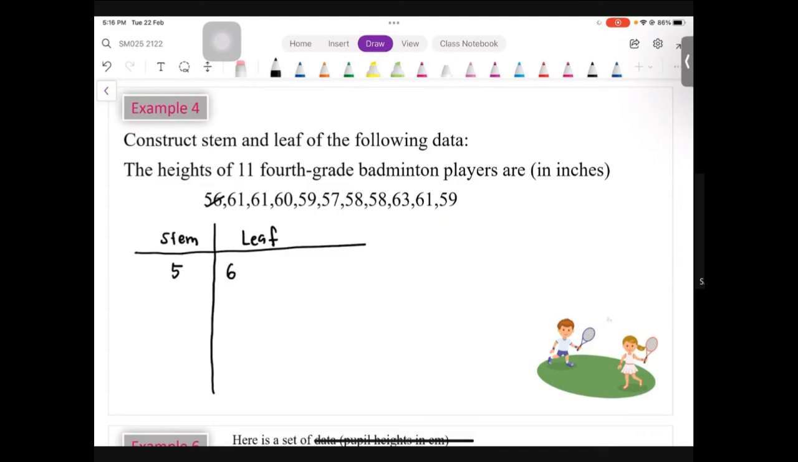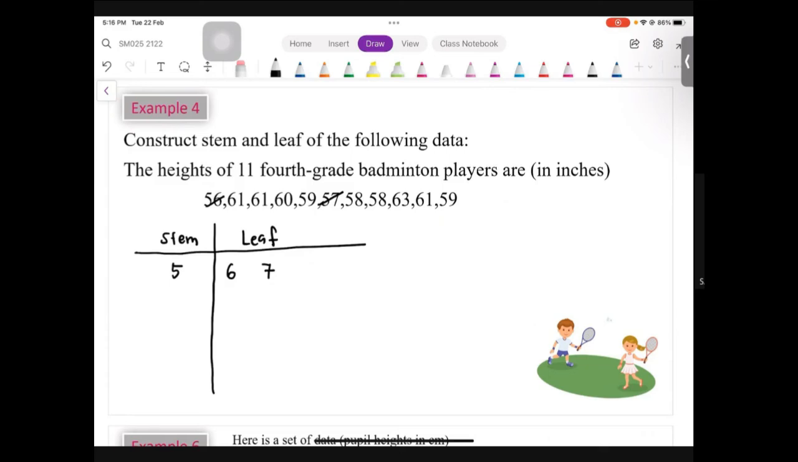Next one after 56, we should have 57. Okay. For stem, it's still 5. Tak payah tulis balik. Leaf, now we have a second number, 7. Okay. Just splitkan sikit je. Jarakkan sikit je between the leaf tu. Tak perlu tak koma. Okay.